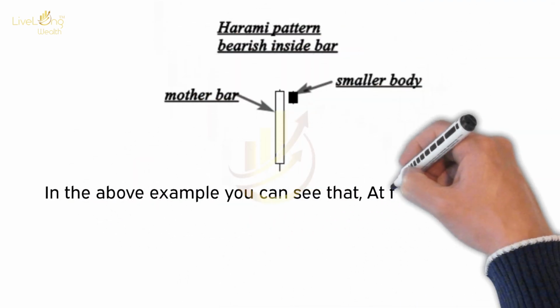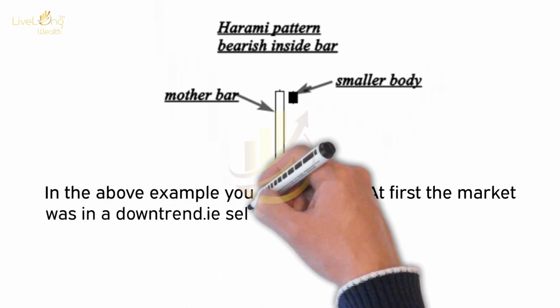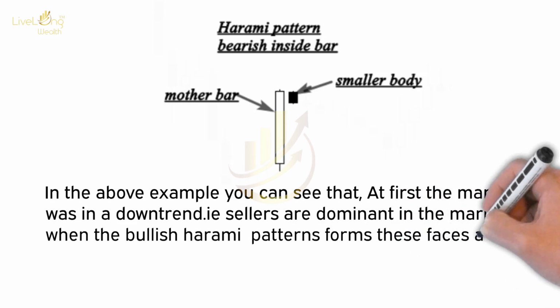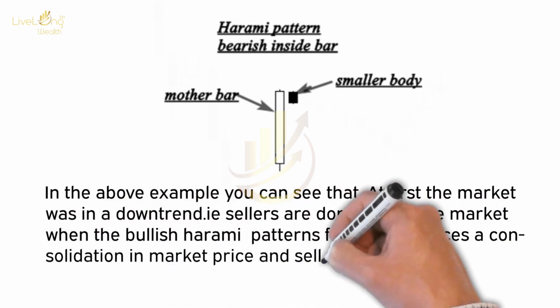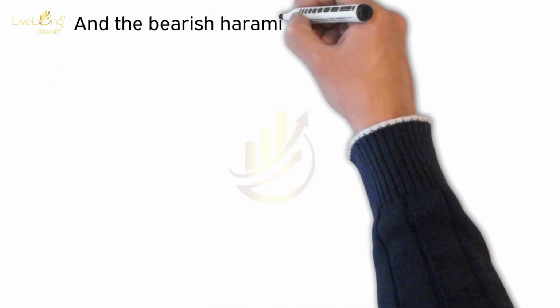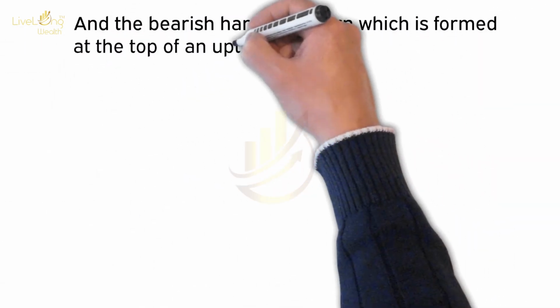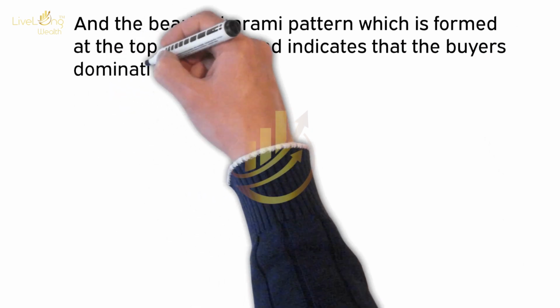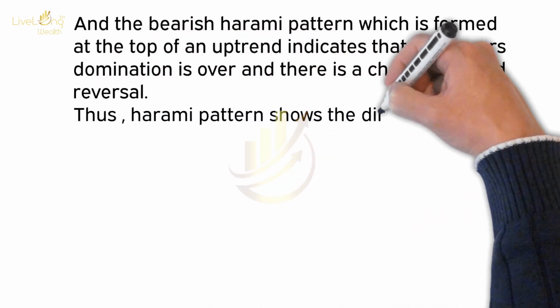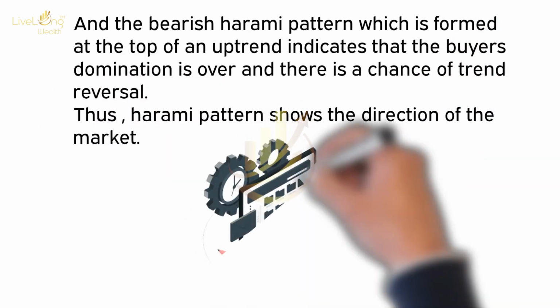In the above example, you can see that at first, the market was in a downtrend. Therefore, sellers are dominant in the market when the bullish Harami pattern forms. This causes a consolidation in market price and sellers are no longer in control of the market. And the bearish Harami pattern, which is formed at the top of an uptrend, indicates that the buyers' domination is over and there is a chance of trend reversal. Thus, Harami pattern shows the direction of the market.